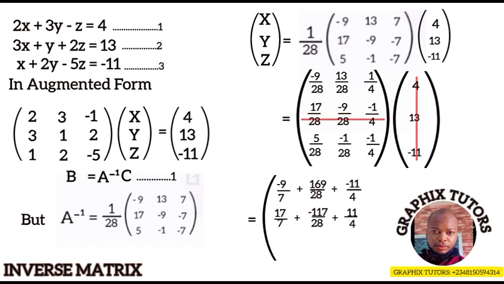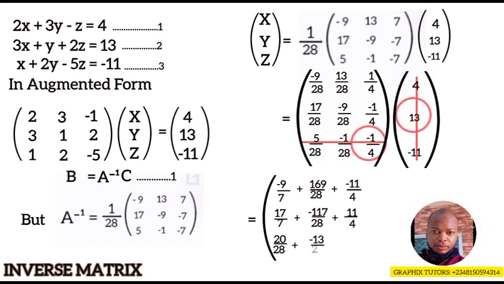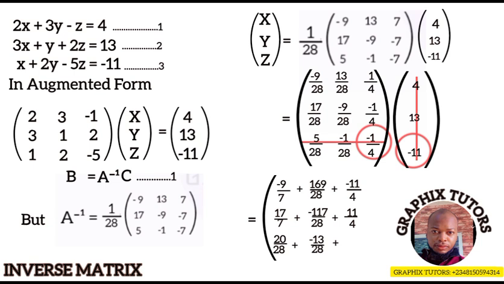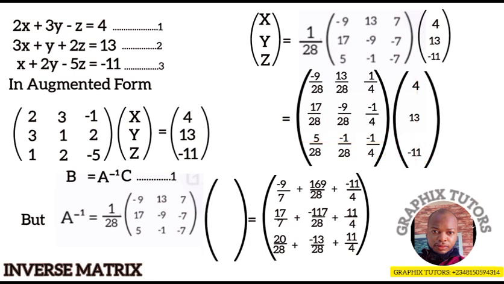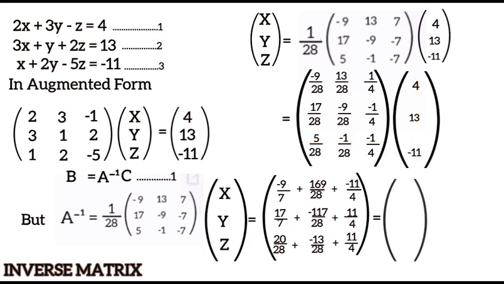Now we'll move forward. Go to the third row. We have 5 over 28 times 4, which gives 20 over 28. Minus 1 over 28 times 13 gives minus 13 over 28. Minus 1 over 4 times minus 11 will give us plus 11 over 4. Now this is what we have, and you do the needful. By the time you sum all these fractions together, you discover that x is equal to 2, y is equal to 1, and z is equal to 3.